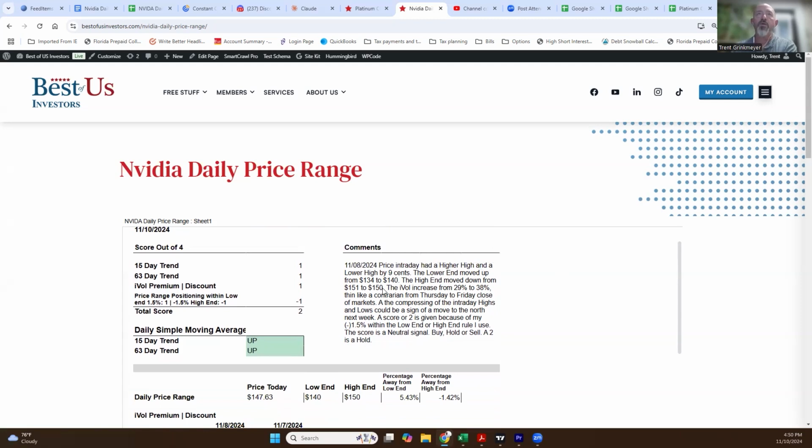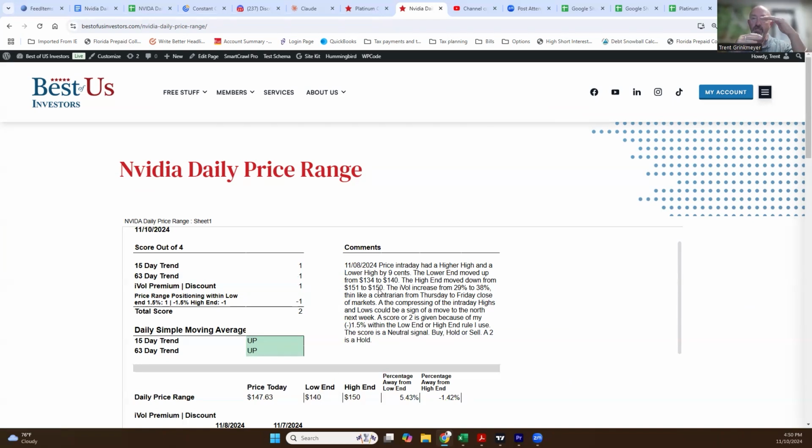Each day after market close, I break down what I saw in Nvidia stock. So for instance, on Friday, we saw a higher high and a lower high, but it was only up 9 cents. But that was enough to change the low end move from Thursday's 134 target to 140 as of the close of Friday. So that's a move up in the lower end of the price range of Nvidia. On the high end, it moved down from 151 to 150.